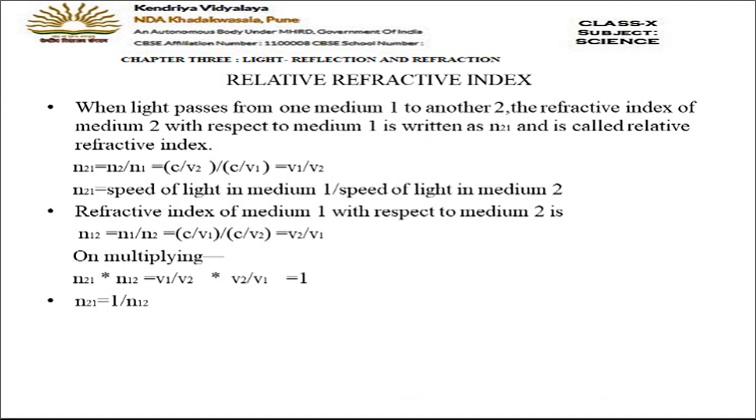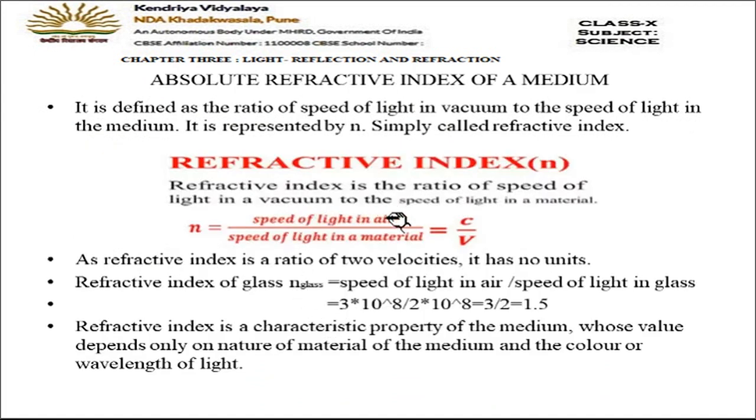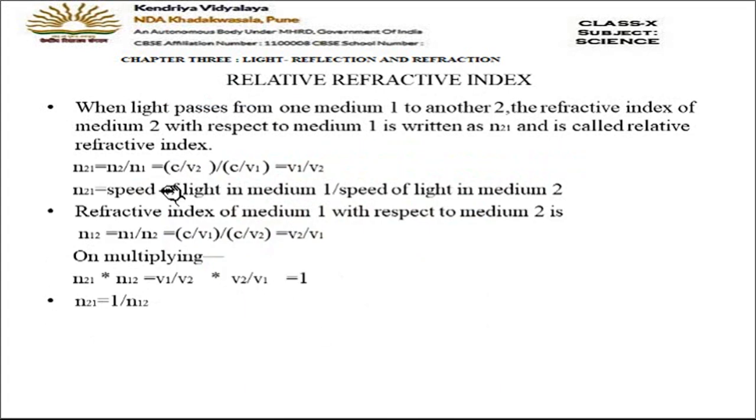So that was absolute. Whenever we are comparing the speed of light of any medium with air, then it is called absolute refractive index. Okay, whenever there is c by v, whenever we are using c, meaning speed of light in air, and we are comparing with any medium, then it is absolute refractive index. But if we find the ratio of the speed of light of the two different mediums, meaning both the mediums are different other than air, then it is relative refractive index.